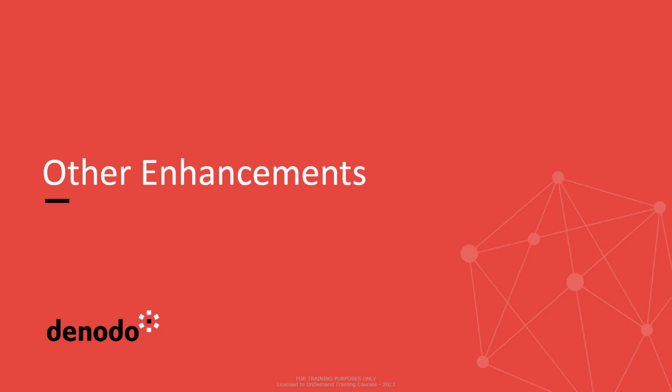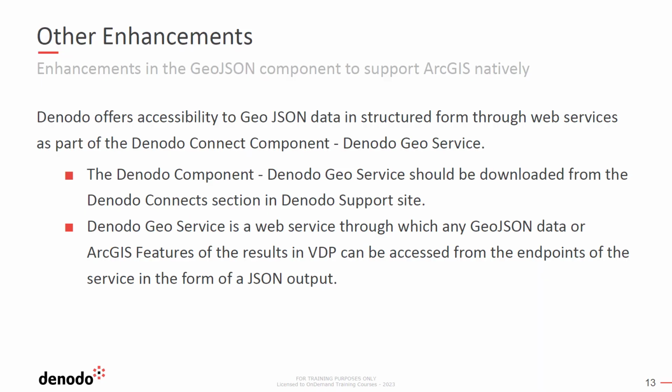We will review now the last point of this presentation, that is, the other enhancements included in the Denodo platform. Denodo offers a connect component, Denodo GeoService, as a web service through which we can access the GeoJSON data, or ArcGIS features from the VDP. The Denodo GeoJSON service, once configured and launched, can access the GeoJSON data or ArcGIS data from the VDP through endpoints. The Denodo GeoService can be launched using the denodo_geo_service script available in the bin folder of the Denodo platform.